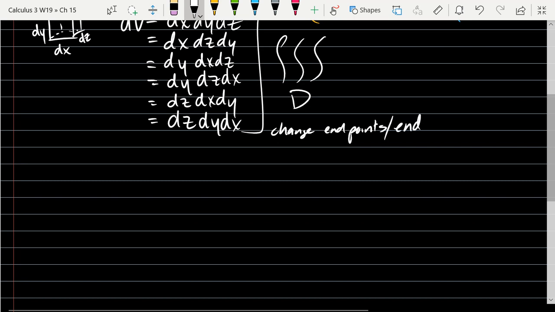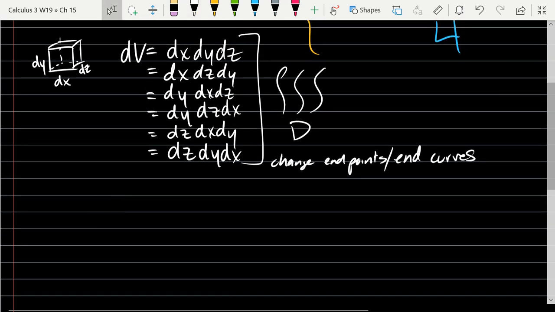Or I should say end curves, because not all are points. Sometimes we have a curve. So, ready for our first example?